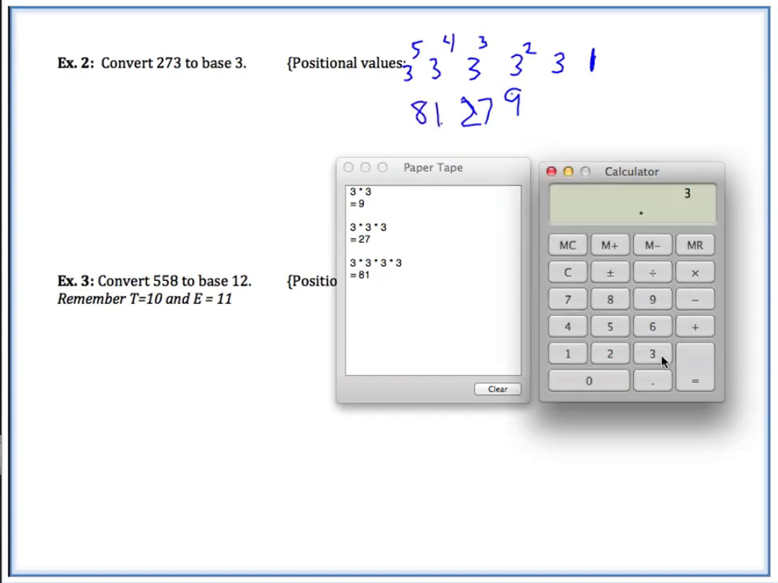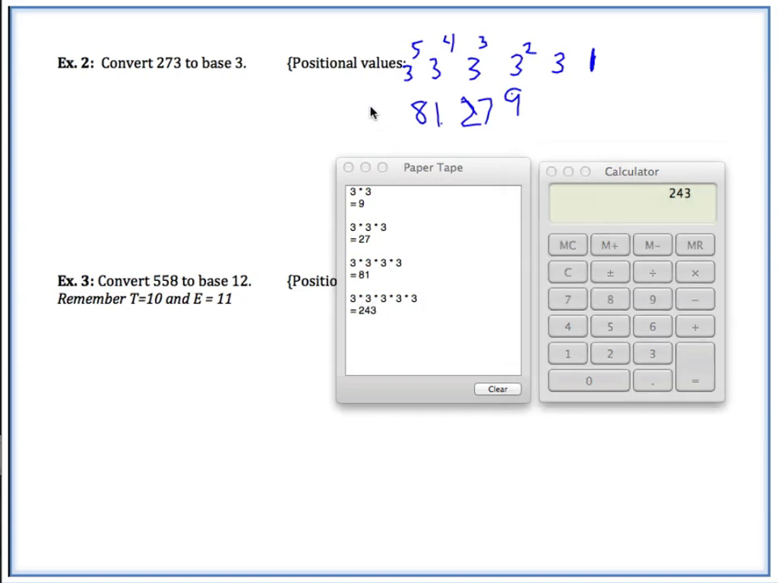And times 3 again. Okay, so you can see 3 to the 5th, and that's going to be 243. Now if we multiply by 3 again, we would go above 273, so we don't need to do that. So your place values are 1, 3, 9, 27, 81, and 243.